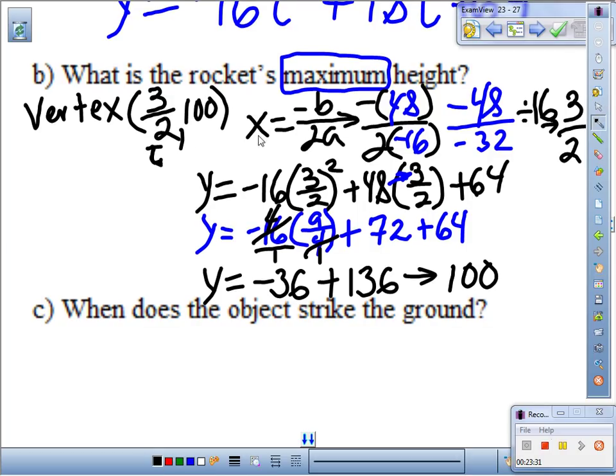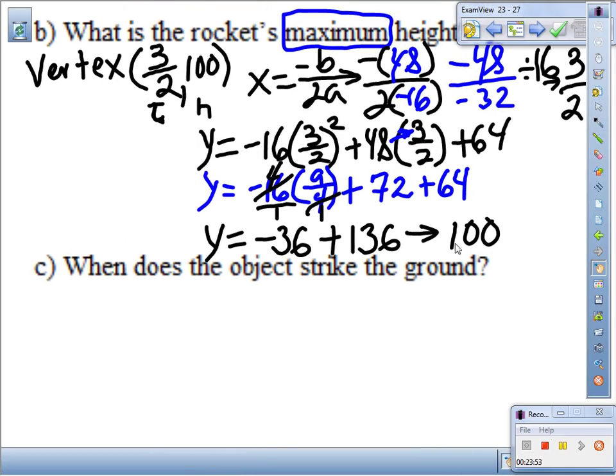Okay, so the maximum height is 100, so that's our height. But what does this mean? Let's go from the corner. So it takes the rocket how many seconds to get to 100 feet? 1.5. Is that correct? All right. Let's go to part C.